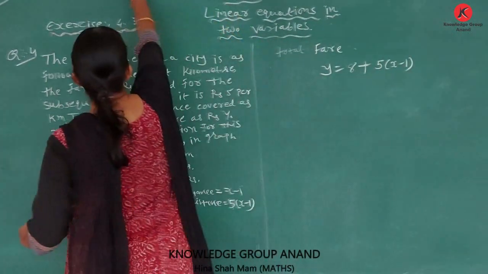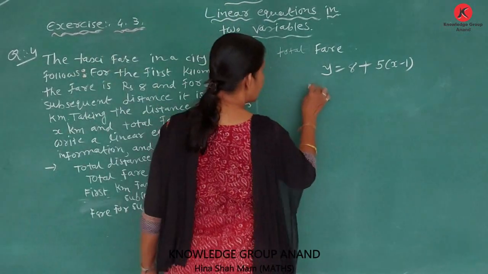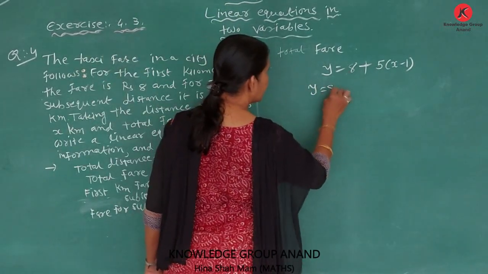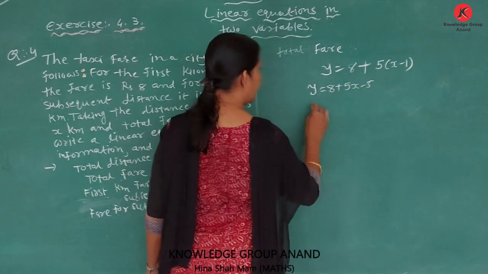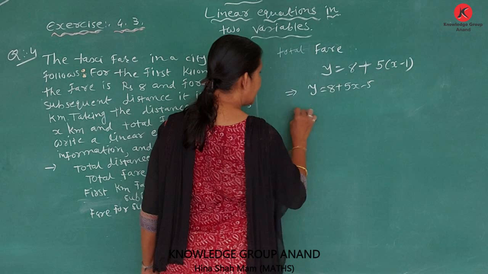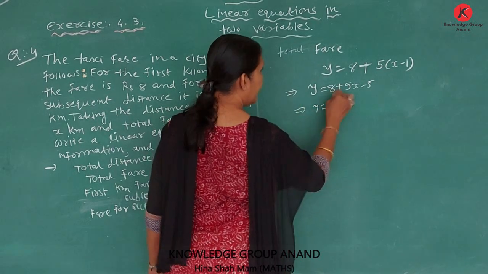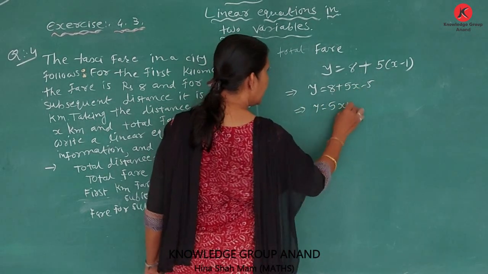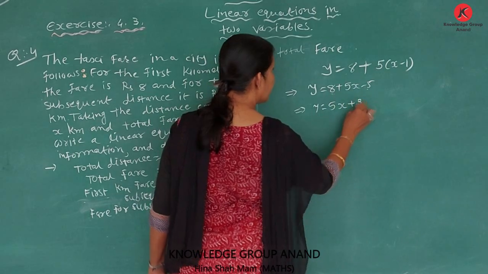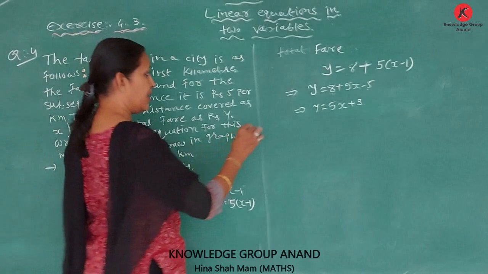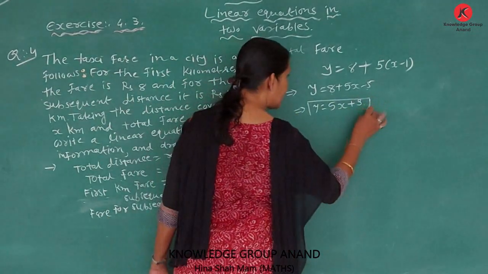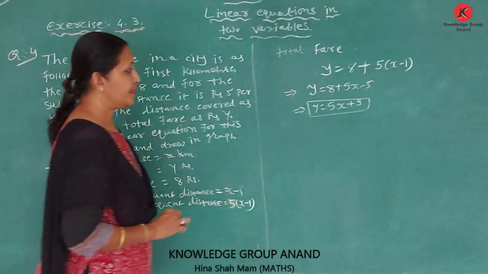We simplify this equation. y is equal to 8 plus 5x minus 5. Therefore, y is equal to 5x plus 8 minus 5, which is 3. So y is equal to 5x plus 3, which is our linear equation.